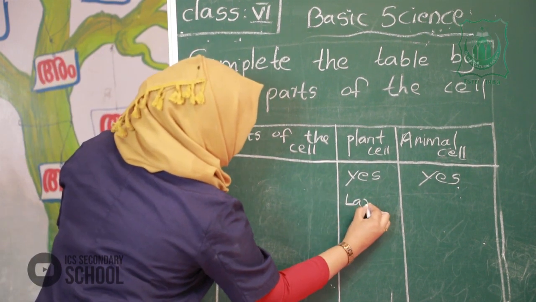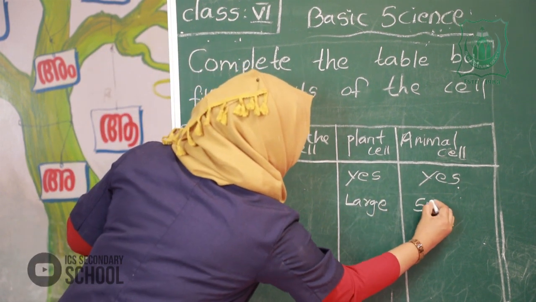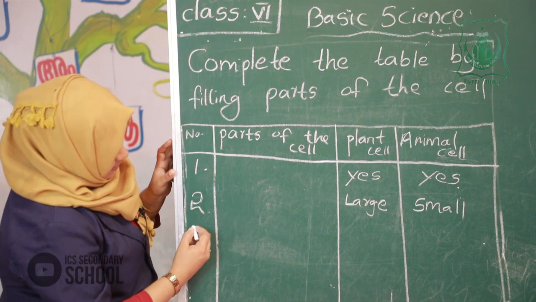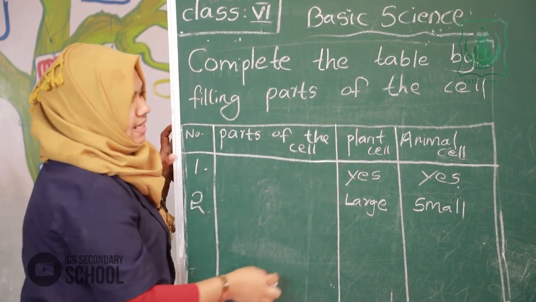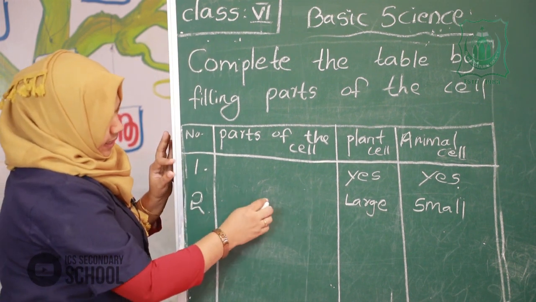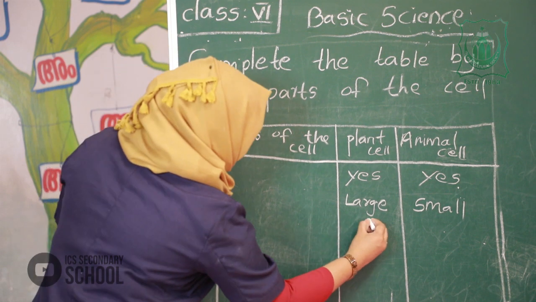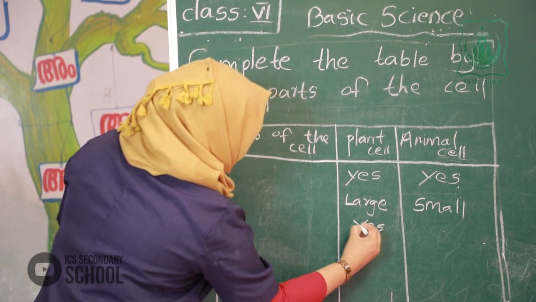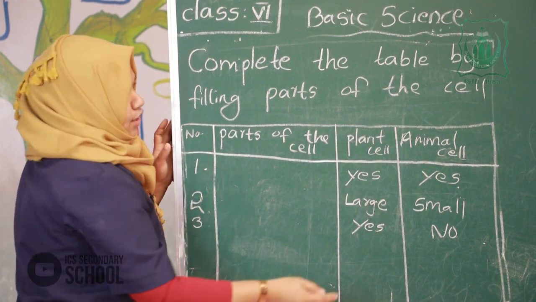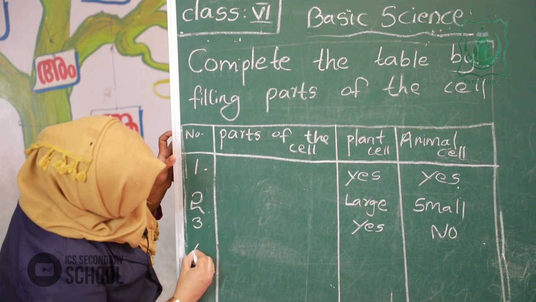Large in plant cell, small in animal cell. What is that part? Large size in plant cell and small size in animal cell. That part you write in the second. Then third: yes, no. Present in plant cell, not in animal cells. That you write in the third.